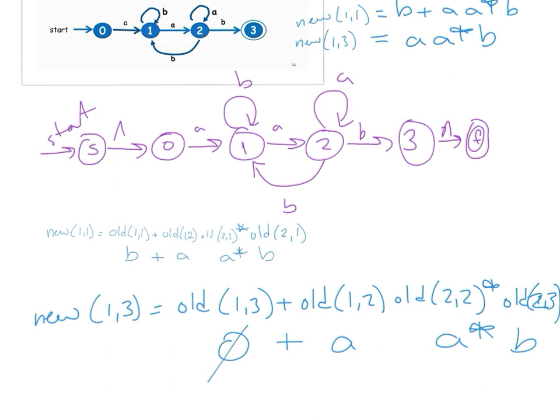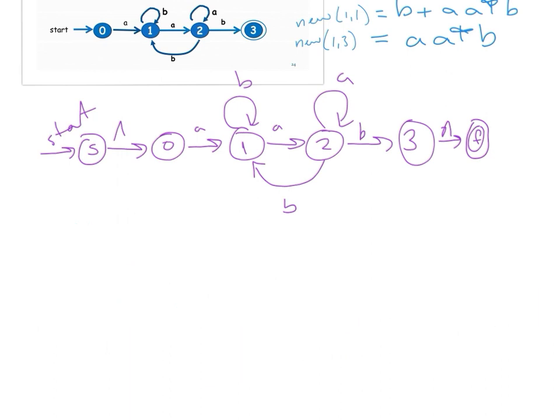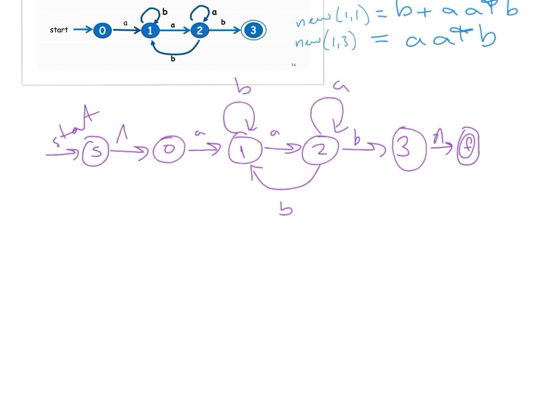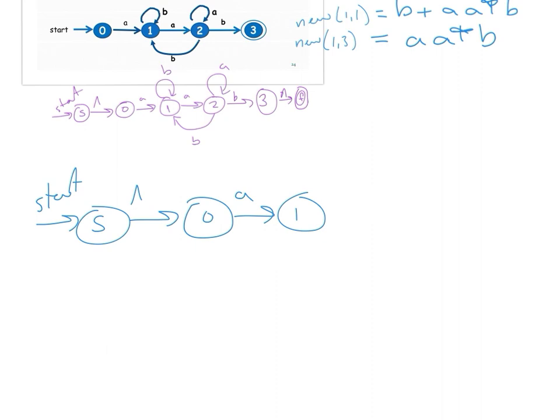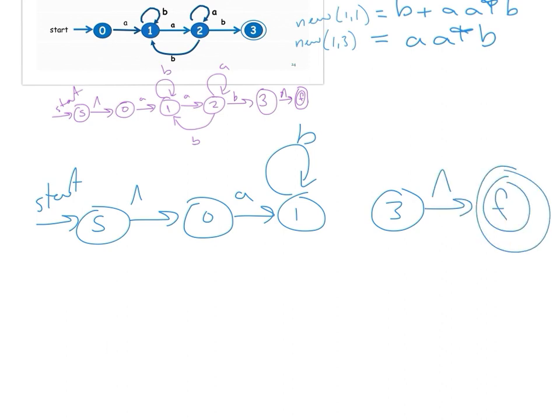Okay, so let's just get rid of all this stuff. There we go, now we have some room to work. So what we need to do is take this picture that we had here and redraw it, except we're going to redraw it without state 2 and with these new transitions. So let's start by drawing it. We have our start, goes to an S, which has a lambda to state 0, which has an A to state 1. State 1 has a loop with a B on it. We're not going to draw state 2, but we will draw state 3, and state 3 has a lambda transition to the double circled F.